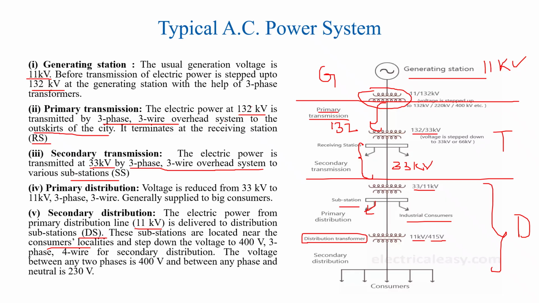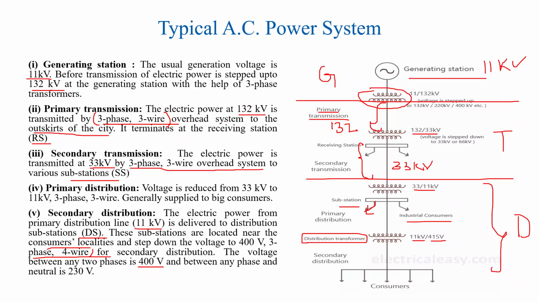A 3-phase 4-wire system is used for secondary distribution. The voltage between any two phases is 400 volt and between any phase and neutral is 230 volt. We'll come to the details, we'll know why the transmission uses 3-phase 3-wire and why we use 3-phase 4-wire for the distribution part. We'll know all of this in detail.